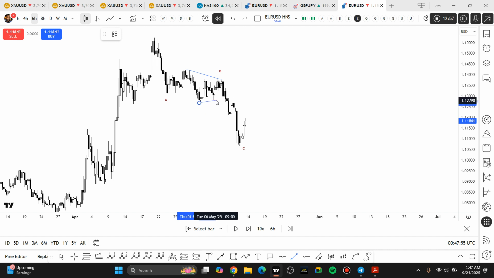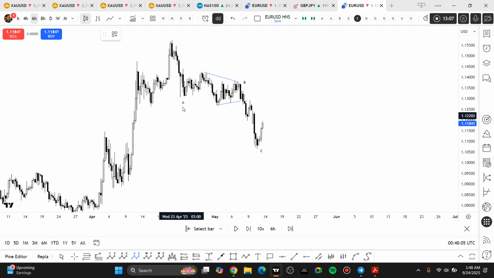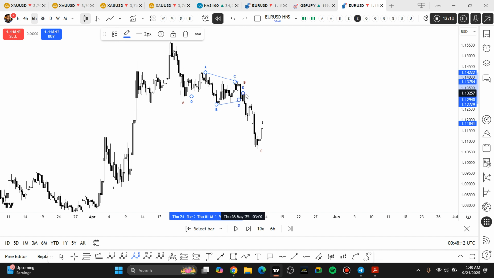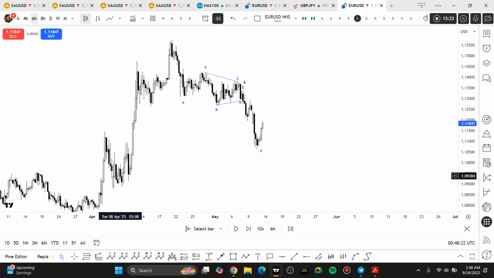I think if I go to a lower time frame, we should be able to spot it very well. Okay, this can be labeled with A, B, C, D, E. Now, this is the triangle spotted at wave B of the ABC count.